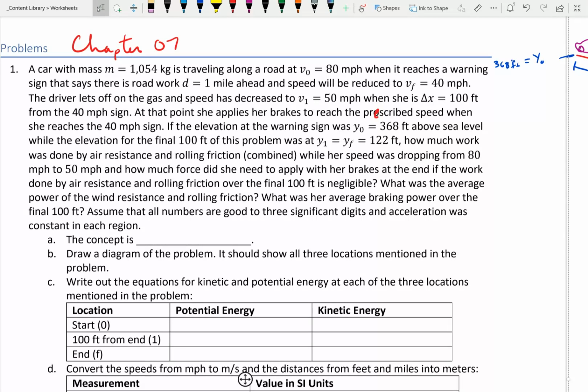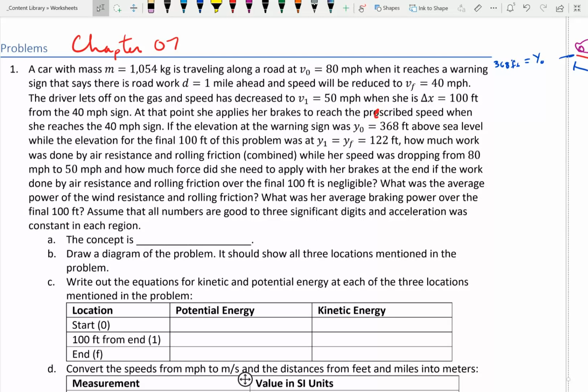A car with a mass of 1,054 kilograms is traveling along a road at V initial is 80 miles per hour when it reaches a warning sign that says there is road work 1 mile ahead and speed will be reduced to 40 miles per hour. The driver lets off the gas and speed is decreased to 50 miles per hour when she's just 100 feet from the 40 mile per hour sign. At that point, she applies her brakes to reach the prescribed speed when she reaches the 40 mile per hour sign. So she's going to be at 40 mile per hour in that 1 mile.